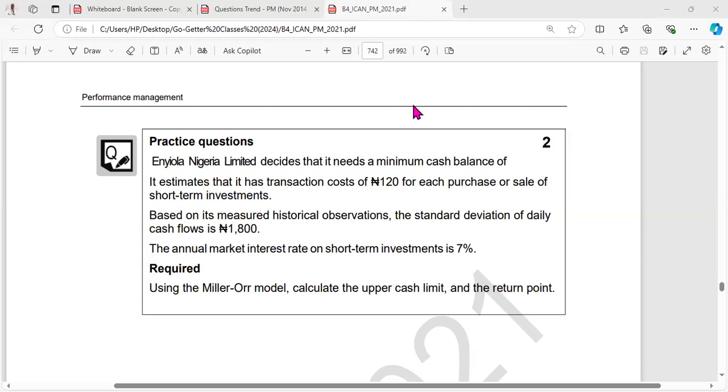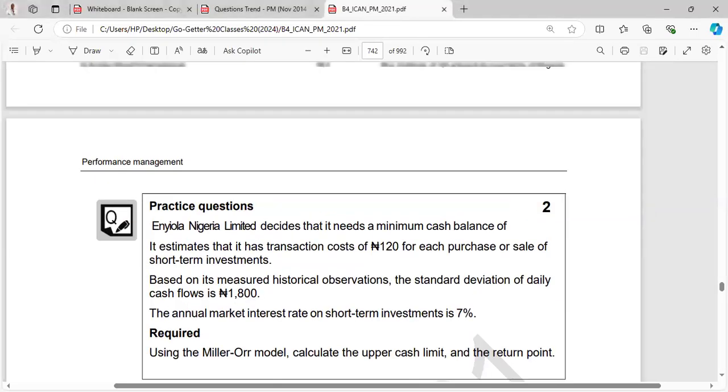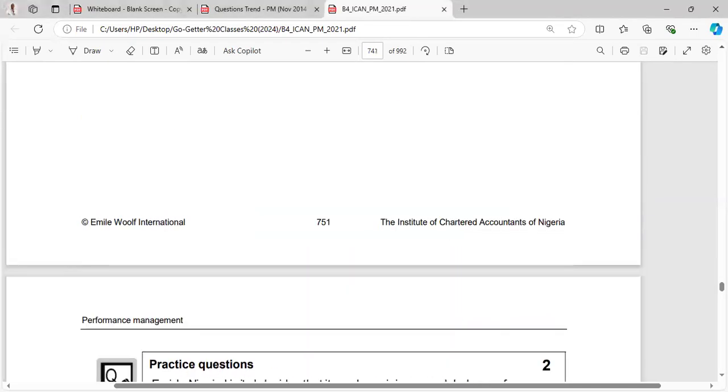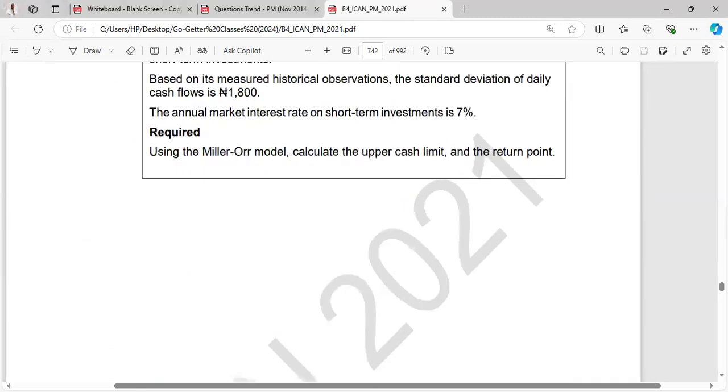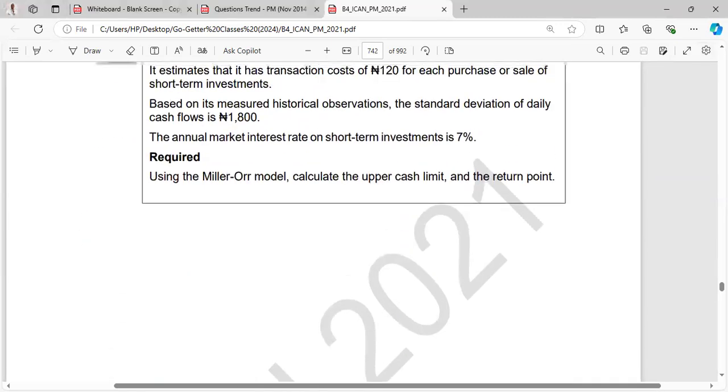Today, we are looking at cash management, which is part of working capital management. The last time we talked about the Miller-Orr model. That's an important model that is being tested in exams. So we look at this question.